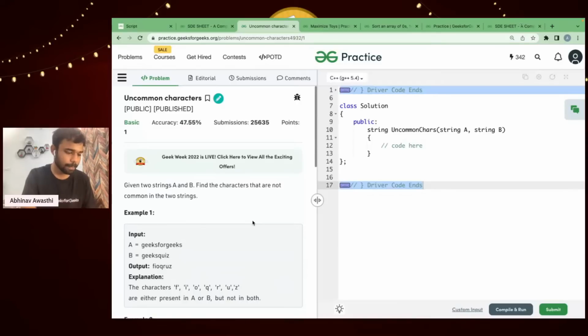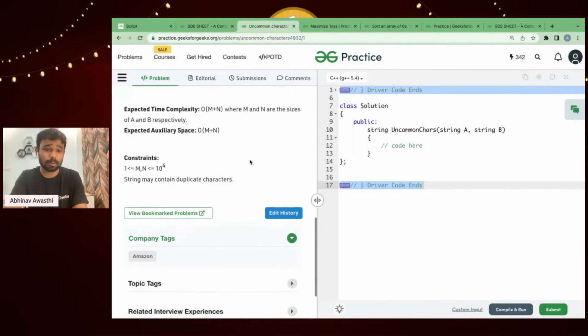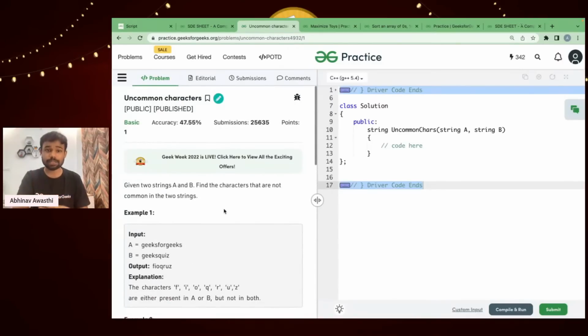Okay, fine. So this is the problem. You can see this problem was asked in Amazon. This Geeks for Geeks exercise is full of very important problems which are asked in top companies, and which basically cover different concepts we need for solving. So this is the particular Geeks for Geeks exercise which we are going to discuss, and the first problem is uncommon characters.